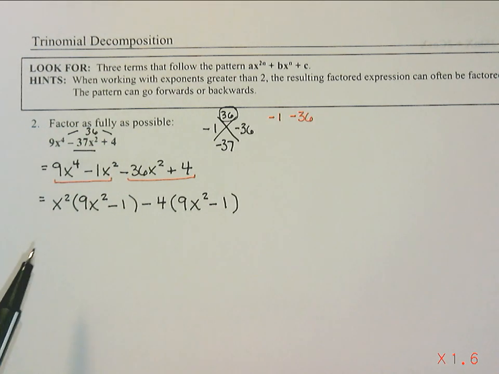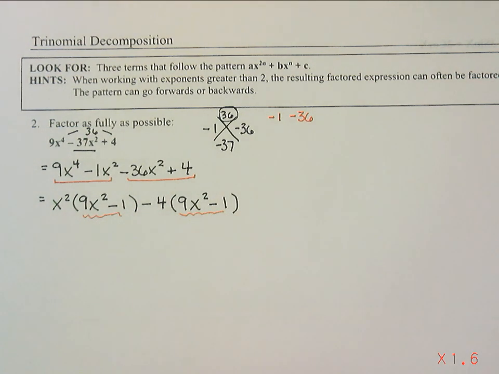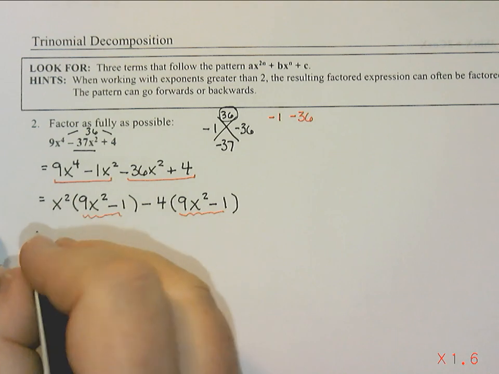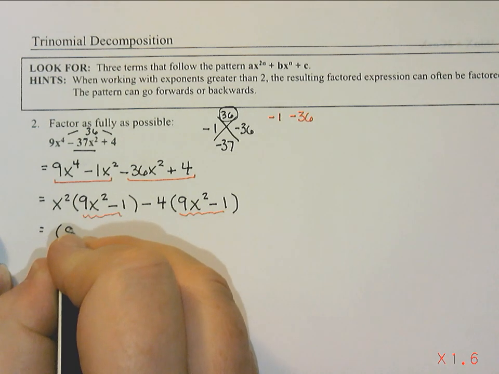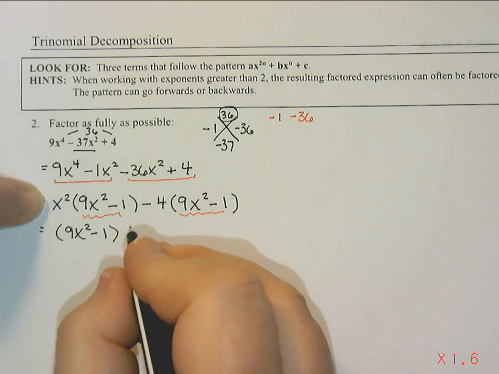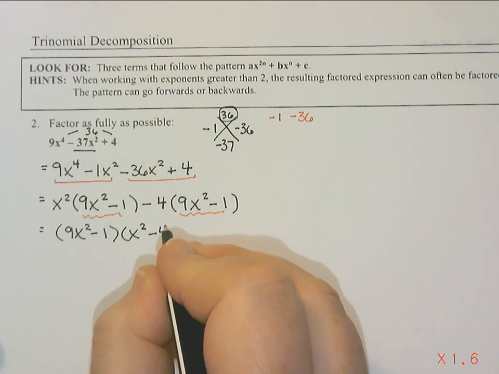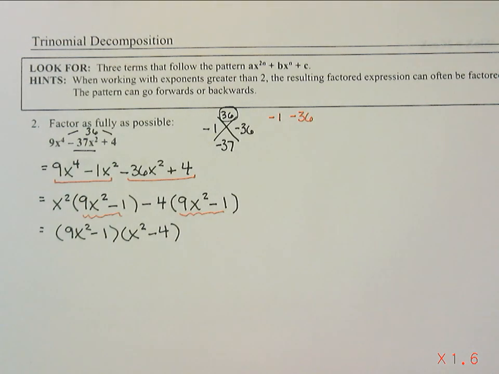Okay. From here, I do notice these brackets are the same, which is good. If they weren't, we did something wrong. So I have a common factor of 9x squared minus 1, and then we are multiplying by x squared to get that first term, and minus 4 to get that second term. Now, anytime we have an exponent that's bigger than a 2, there's a really good chance we might be able to factor again. So we're going to see if we can factor that further.